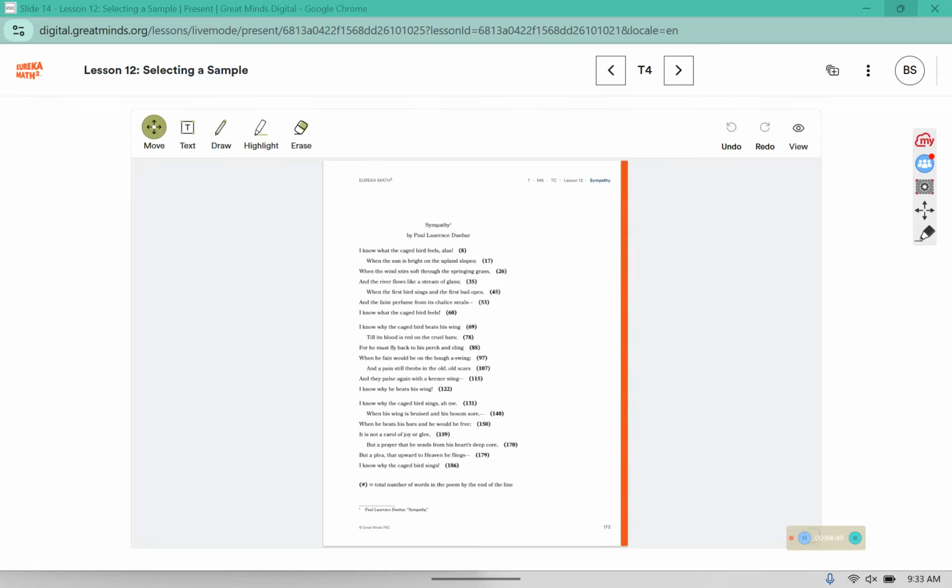In your book, you have a poem on page 173, and it lists off how many words are in the row. So if we're looking for word 8, it would be "alas." If we were looking for word 9, it would be the first one in the next row. So we're going to select 8 words from this poem.